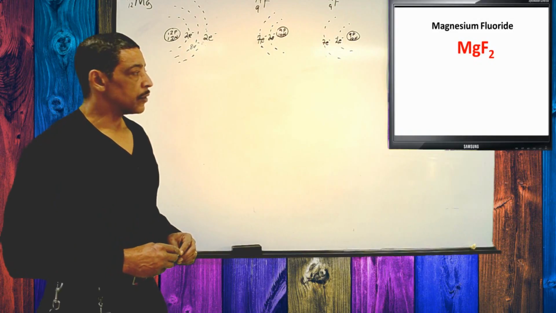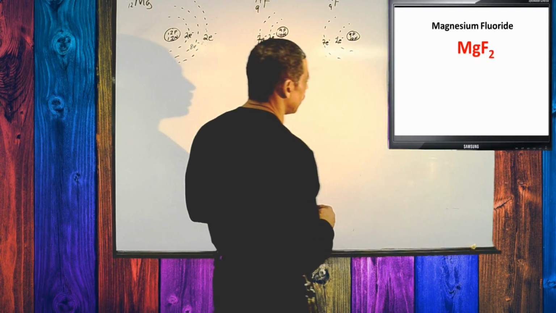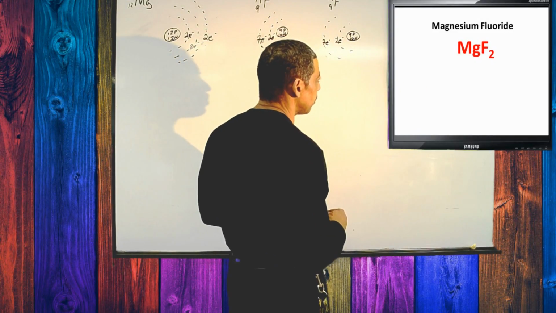Hi, I'm Mr. B. After watching this lesson, you will be able to identify ionic compounds and explain the process of ionic bond formation. Consider the binary ionic compound, magnesium fluoride, MgF2.